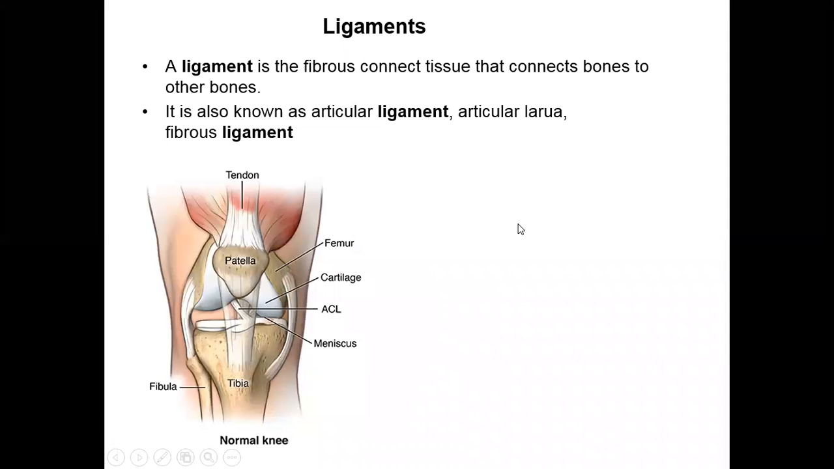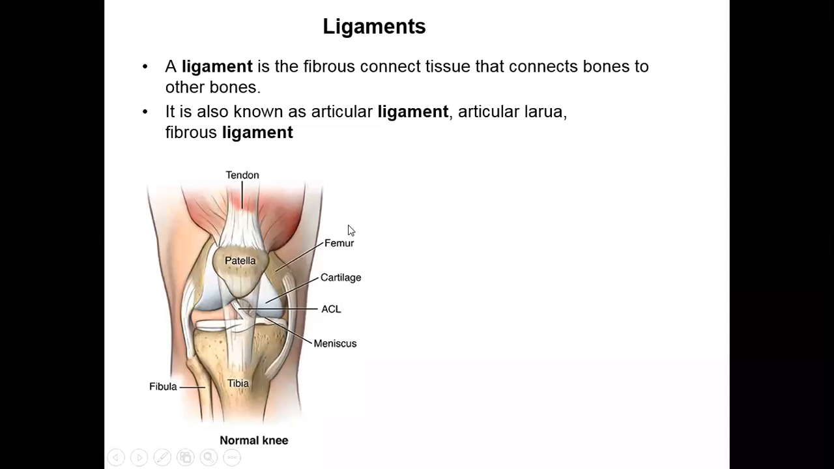Now coming to the ligaments, we have already seen that ligaments are connective tissue. They connect bone to bone, as we can see here. The anterior cruciate ligament, or ACL, is a ligament seen in the knee joint. Other names for ligaments are articular ligaments or fibrous ligaments.